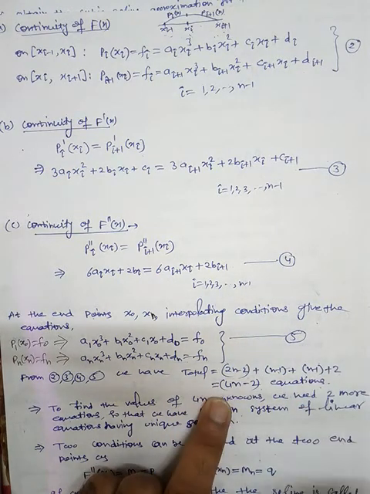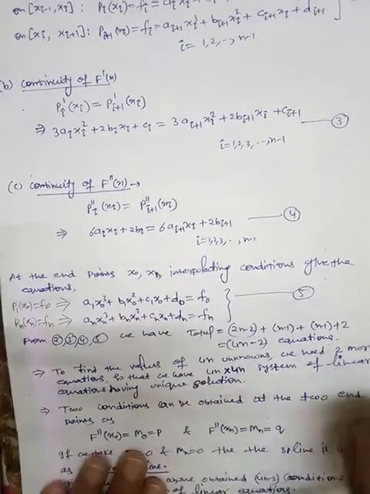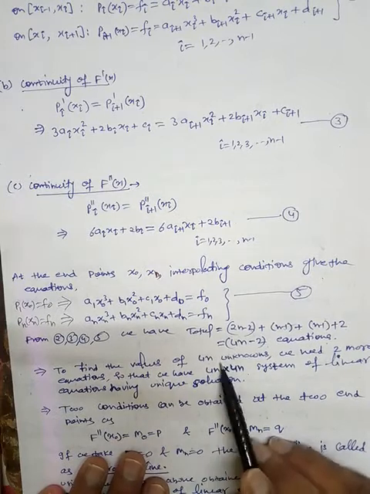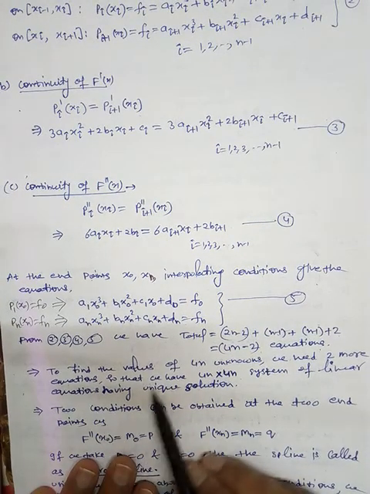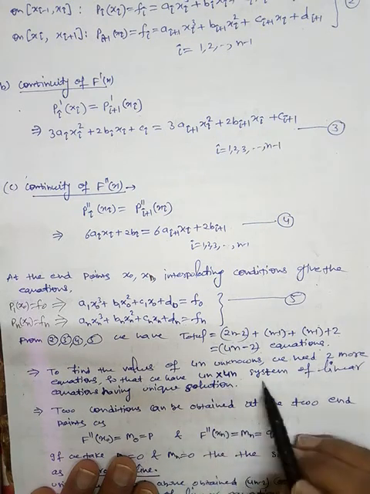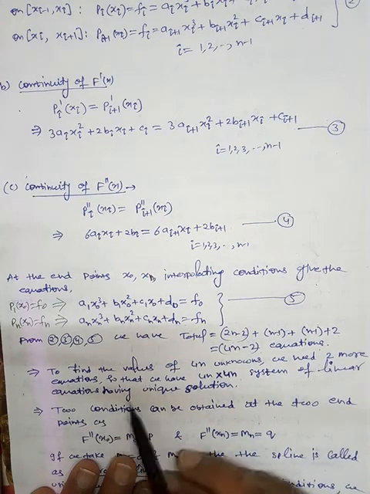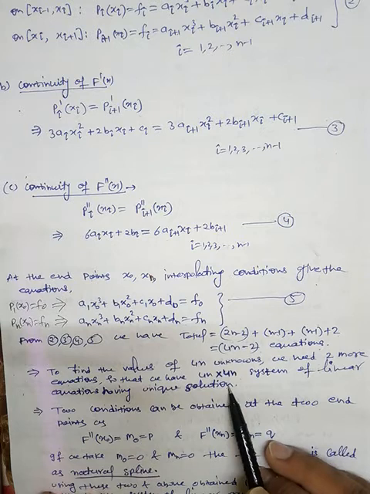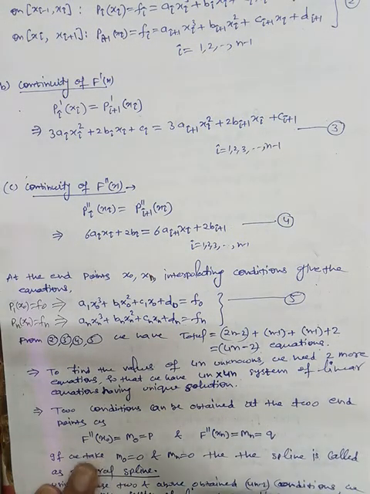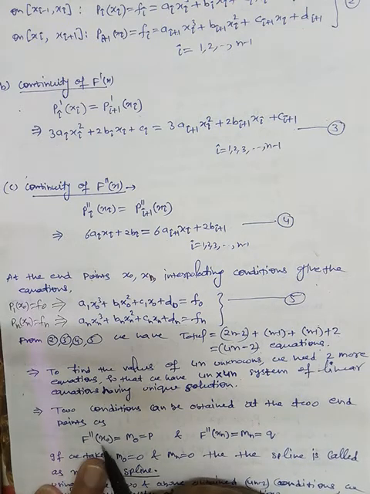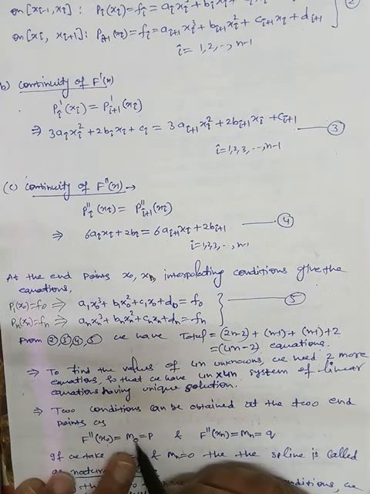So we need two more conditions. To find the values of the 4n unknowns, we need two more equations, so that we have a 4n by 4n system of linear equations having a unique solution. Okay. So two conditions can be obtained at the two end points as, suppose f double dash at x0 is M0.